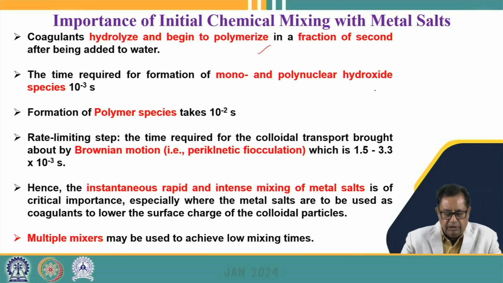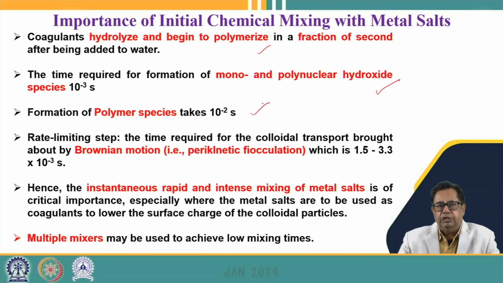For example, here, if we consider the time required for the formation of mono and polynuclear species, it is of the order of 10 to the minus 3 seconds, whereas it takes around 10 to the minus 2 seconds for the formation of the polymer species.